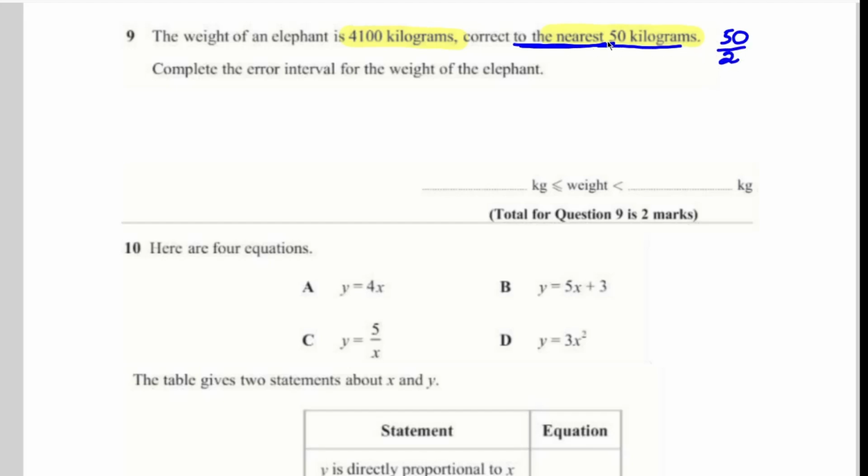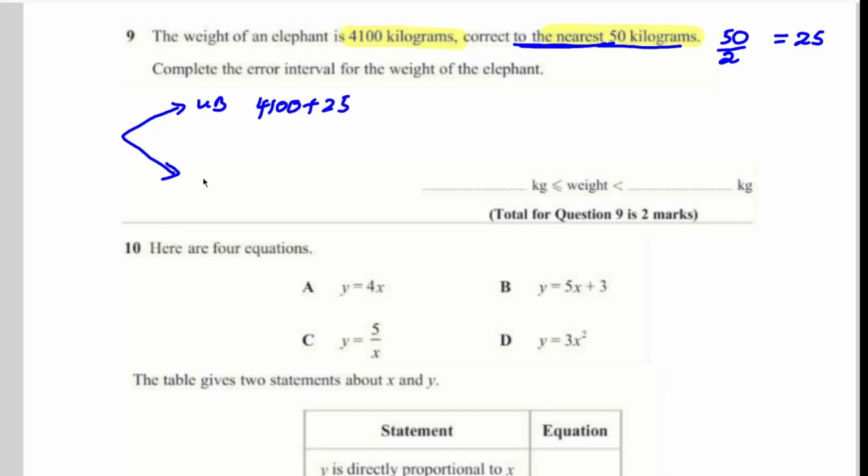If it is significant figures or decimal places, you have to get the place value. In this case, it is easy. Whatever the given value, get it and divide it by 2. So it is 25. After that, to get the upper bound and the lower bound, let's get the upper bound first. So 4,100 plus 25.